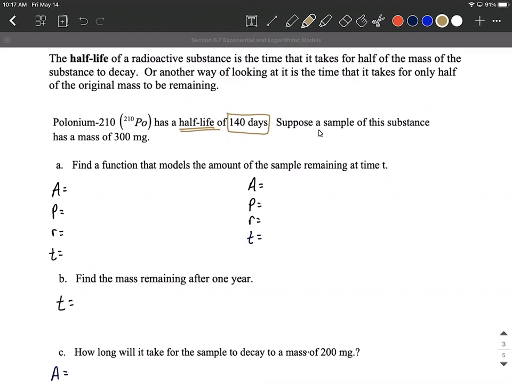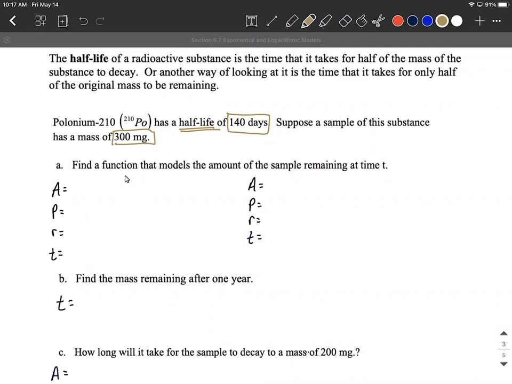Okay, we suppose a sample of the substance has a mass of 300 milligrams. So 300 milligrams, another key value here. The 210 from polonium-210 is not giving us a number to plug in. Okay, so let's see if we can fill into our formula.